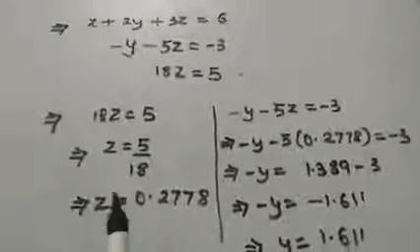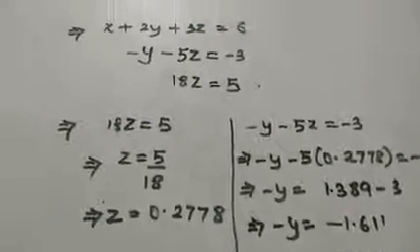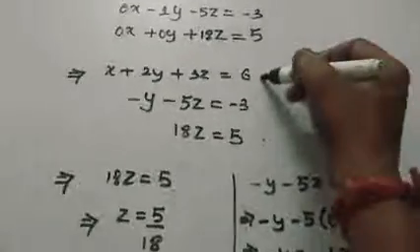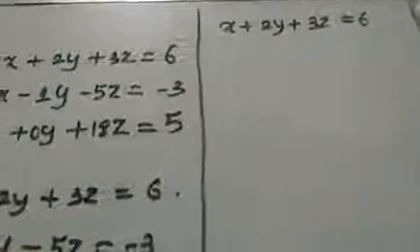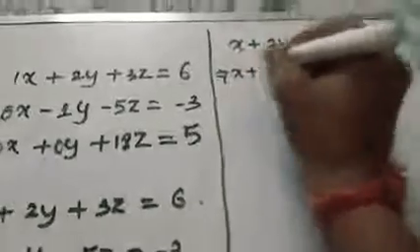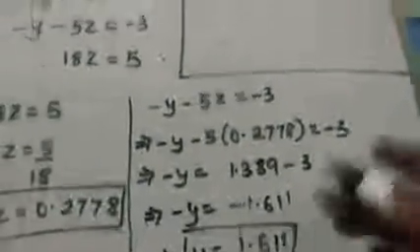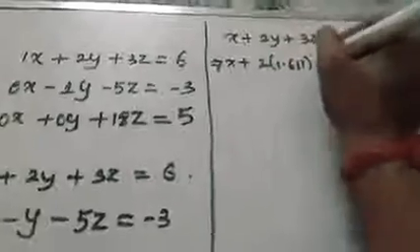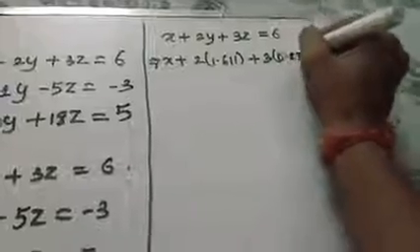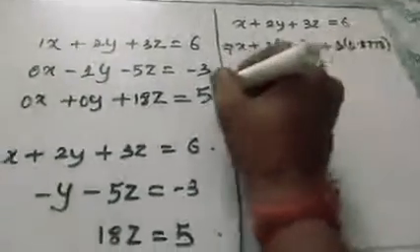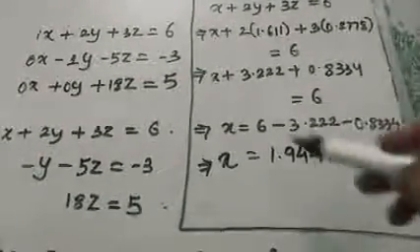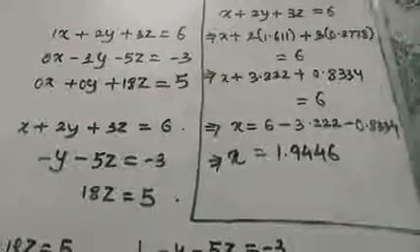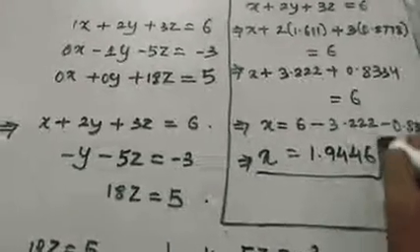So see, we got the value of z, we got the value of y. Now we will put this value of z and y in equation number 1, and from there we will get the value of x. Now see how. So this is equation number 1. Here we are going to put the values: x plus 2y, y is our 1.611, plus 3 into z, z is our 0.2778 equals 6. After putting the values, multiplying and subtracting, we got x equals 1.9446. So we got our x here.